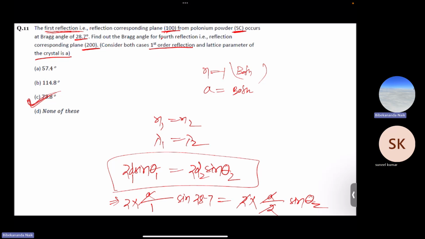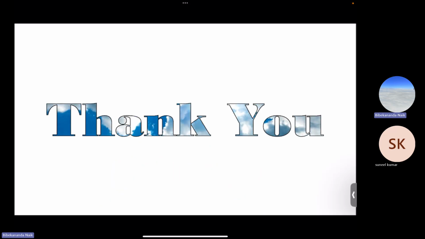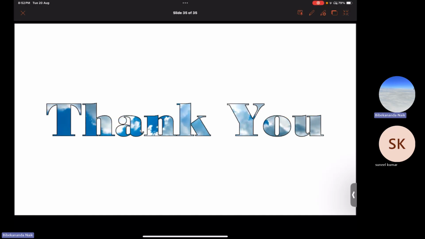So I hope this is clear to you. In today's interaction session, we solved a few problems based mainly on X-ray diffraction and some interplanar spacing problems. In the next interaction session, we'll be discussing more about the reciprocal lattice, how it is formed, and what the utilities of the reciprocal lattice are. Again, I thank you all for joining the interaction session. That's it for today's interaction session.